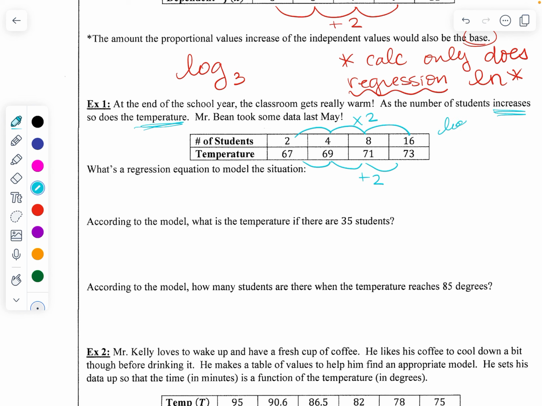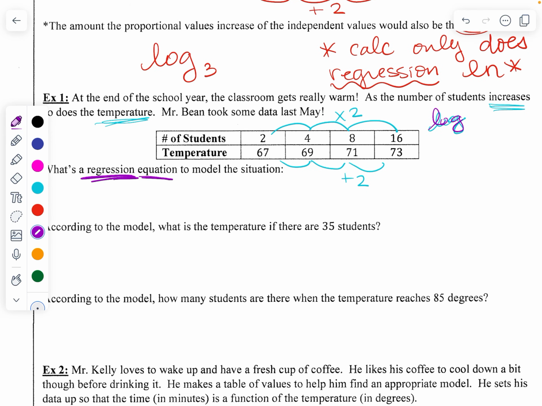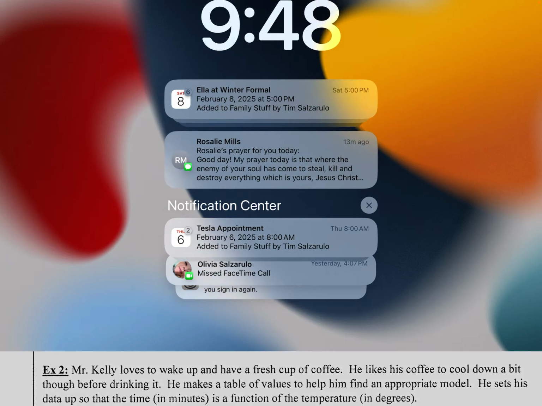Because this is a logarithmic relationship, we can use this to find an equation. We're going to use the regression equation to model the situation. Again, this means that we can use our calculator to take this model that we've determined is logarithmic and find that equation. So here are your steps. You need to take your calculator out for sure and work through this with me. There are a lot of steps, so make sure that you're practicing this. It's the only way that you're going to remember how to do this. Let me show you how to do this.